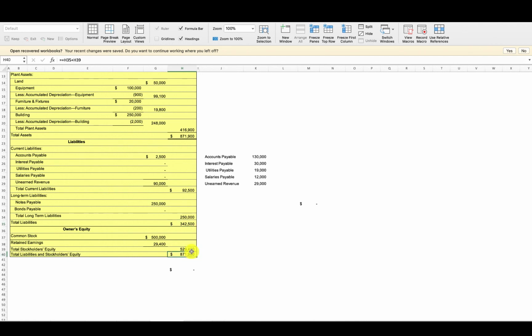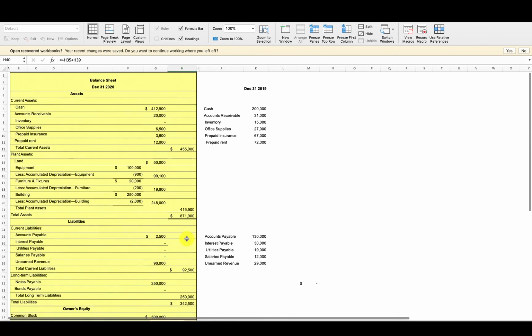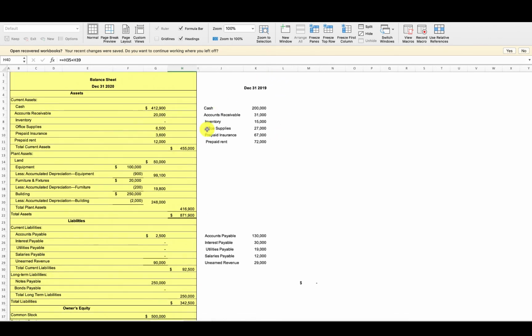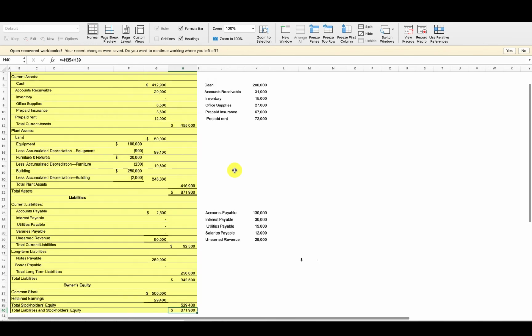What's the check? Well, I take my total assets and compare it to liabilities and stockholders' equity. These two numbers match. So most likely, if I didn't make a math error, this is correct. And that is how we do the balance sheet. We're not going to use these December prior numbers just yet. We'll do that when we get to the cash flow statement. Okay?